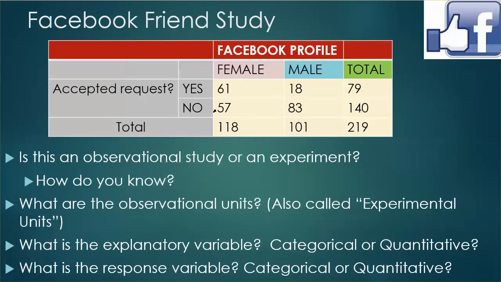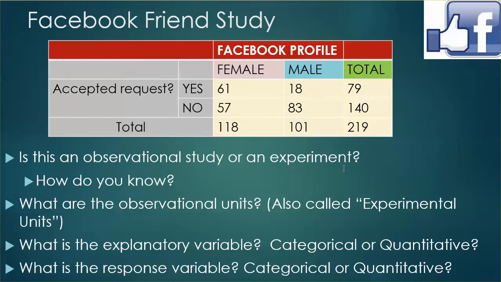So it turned out the female Facebook profile, 61 out of 118 times, that person was accepted. And the male Facebook profile, 18 out of 101 times, that person was accepted. Now, 61 out of 118, that's pretty close to a half, and 18 out of 101, that's pretty close to 20%. So we got 50% versus 20%, or pretty close to it. Those are not the same, so it seems like something else is going on here.